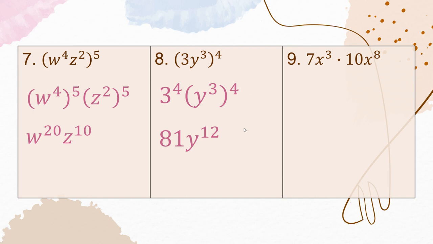Now, number 9, I have 7x cubed times 10x to the 8th. I have like bases of x. Here, again, I can multiply my coefficients. 7 times 10, which gives me, hopefully you all said 70. And I'm multiplying like bases here, so I'm going to add their exponents. Well, 8 plus 3 is just 11. So I'd have 70x to the 11th power.